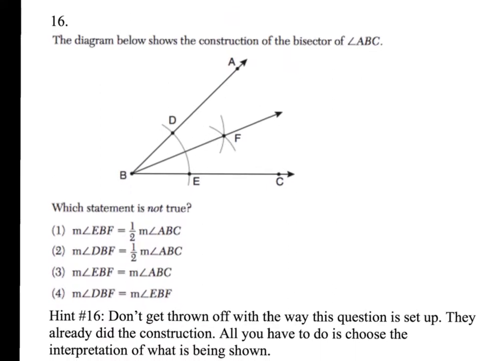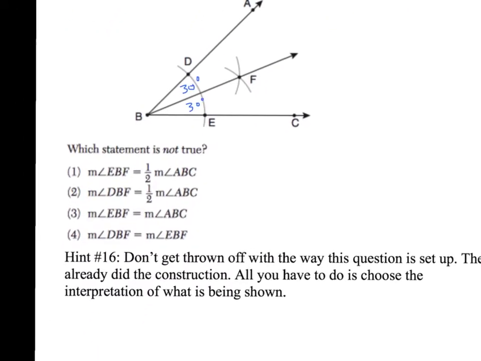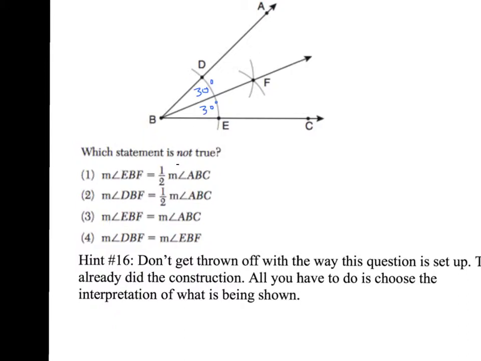Question 16. They're talking about an angle bisector being created. An angle bisector creates two angles that are the same. So that's 30 degrees, that's 30 degrees. This was done with a compass, but you don't have to do the construction. All you have to do is take a look at the picture and see which of the following is not true. Again, stay on your toes with this. We're looking for the one that's not true.